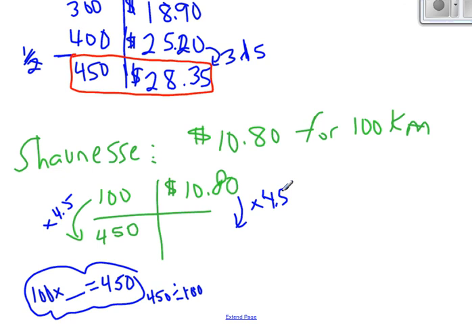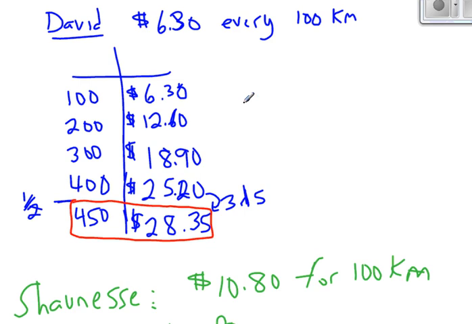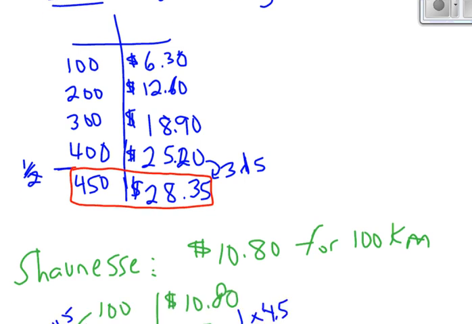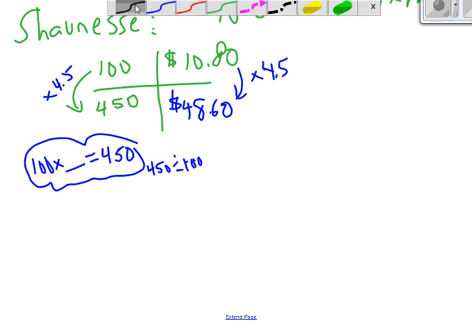And that means that for Shanu's, at $10.80 per 100 kilometers, the whole trip will cost her $48.60. So again, one method was to use addition, and the other method was to use multiplication. Both of them are perfectly fine, but I'm not done the question. Again, the question said, how much more will it cost Shanu's? So it's $28.35 for David, and it's $48.60 for Shanu's, so I'm going to subtract to get my final answer.